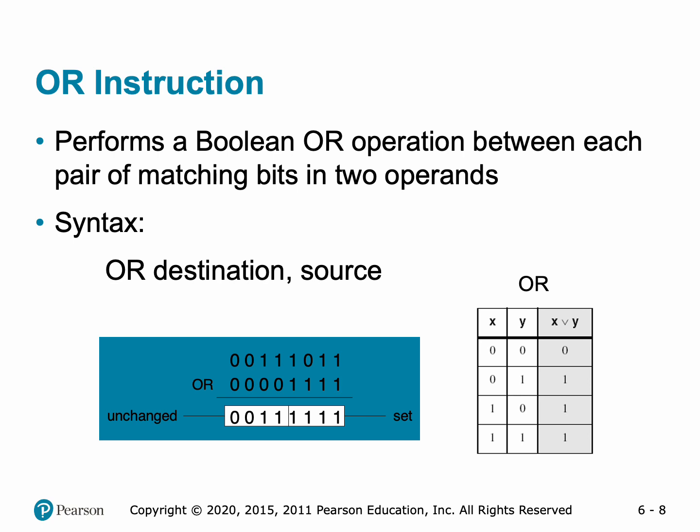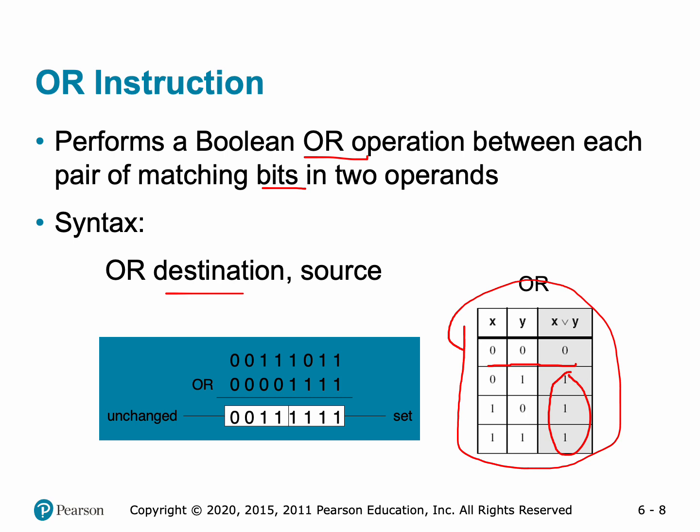Alright, so this is the OR instruction. With the OR instruction, it's the opposite of AND. Everything is true. So everything gives us a 1 except when both the destination and the source are 0. So we're performing a Boolean OR operation between each pair of matching bits in two operands. Here's operand 1, the destination, operand 2, the source.